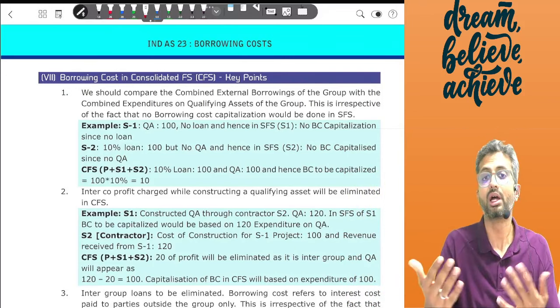But when I do CFS, that 1 lakh 40 of intercompany profit has to be eliminated. And hence for the group as a whole, the asset will appear at 14 lakhs only, and hence the capitalization can be done on 14 lakhs only.